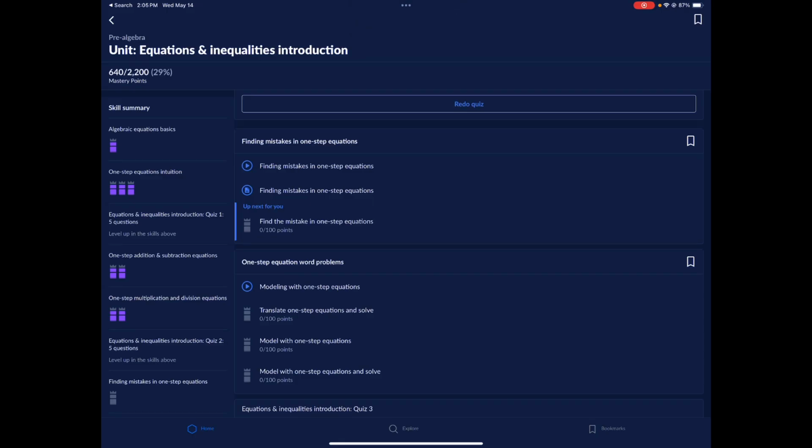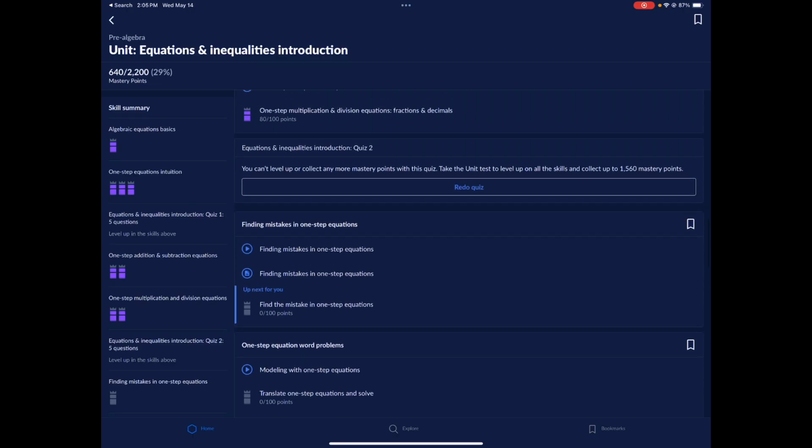I'm a high school sophomore from the United States, and we are in the pre-algebra course, and we are continuing on with the third part of equations and inequalities. So, let's get right into it.